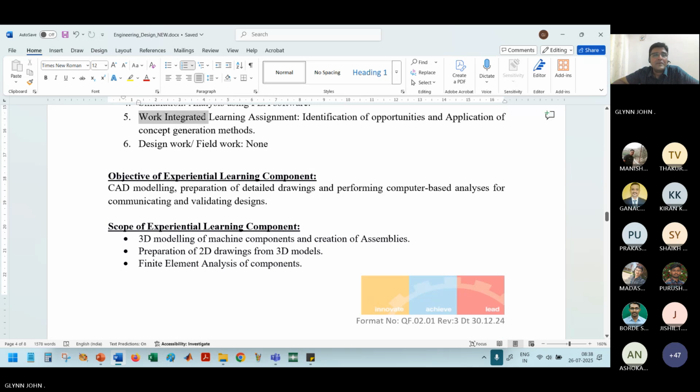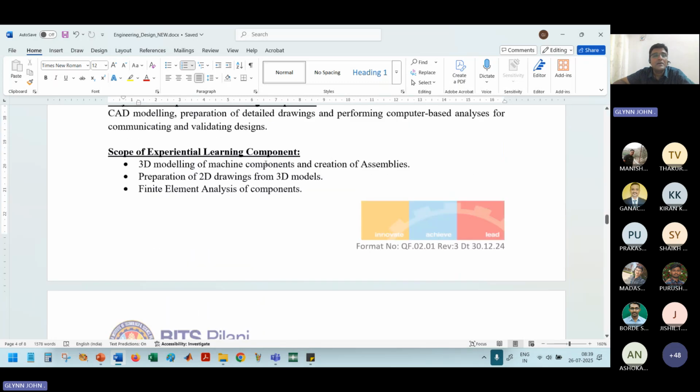Now, as a part of the work integrated learning assignment, you can take one problem from work. If it is related, you can identify opportunities that you come across at work, right? Some client might come up with a problem, so you identify that as an opportunity and come up with a solution. That is something you can do as an assignment. Along with the regular assignment, you can take this assignment, or you can take this part as your regular assignment also. The regular assignment will have a set of questions, and you can include this part, right?